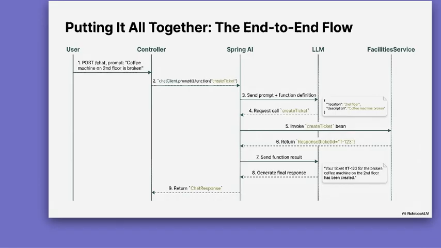Step 5. Spring AI intercepts this JSON, deserializes it into our Java create ticket request record, and invokes the local create ticket Spring Bean. This is where your actual Java business logic finally executes. Step 6. The facility service does its thing, updates a database, calls a legacy system, whatever, and it returns the result. A small response record with a success confirmation, T123. Step 7. Spring AI serializes this result back into a JSON object and performs that crucial second API callback to the LLM.